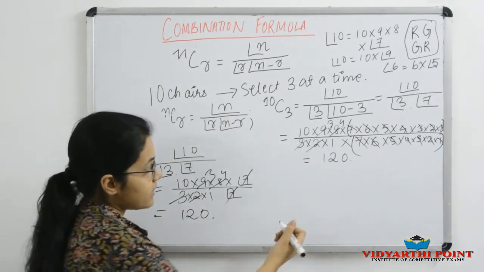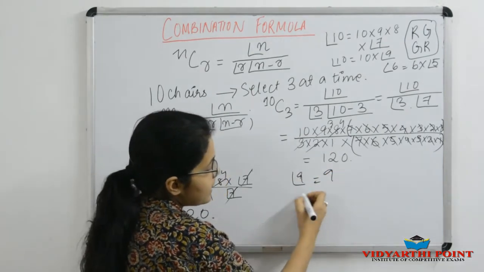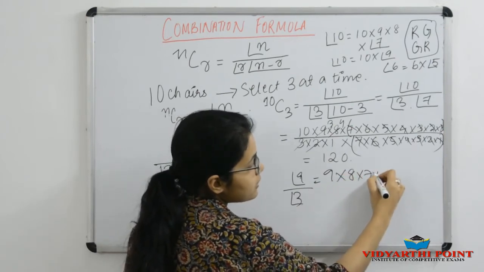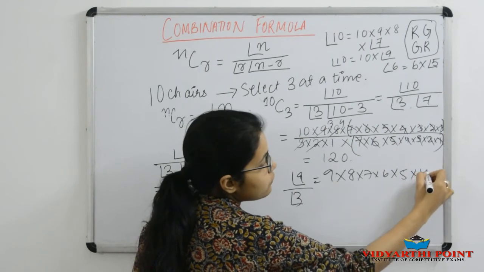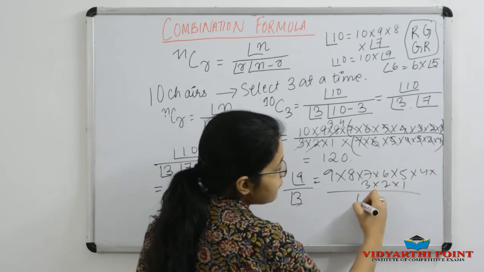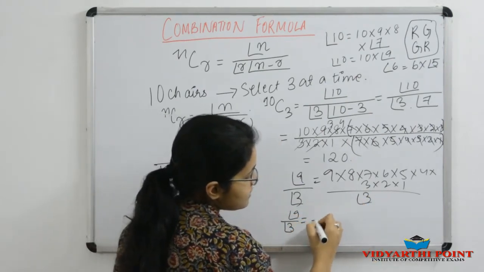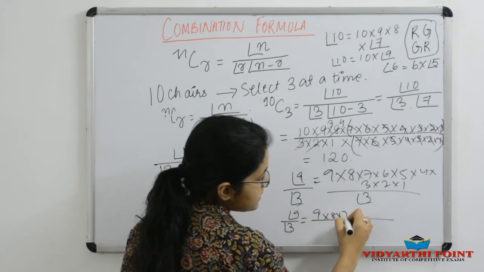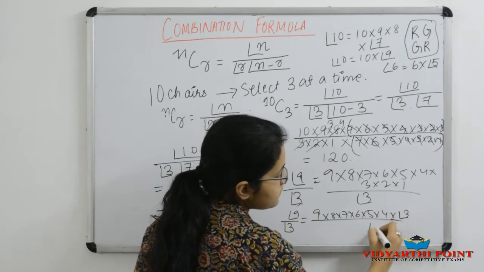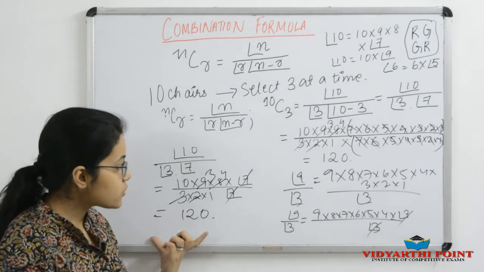In this way you can write it. If we have factorial 9 divided by factorial 3, we can write 9 into 8 into 7 into 6 into 5 into 4 into 3 into 2 into 1, divided by factorial 3. Or you can also write factorial 9 by factorial 3 as 9 into 8 into 7 into 6 into 5 into 4 into factorial 3, over factorial 3. This saves your time. So this was all about the combination.